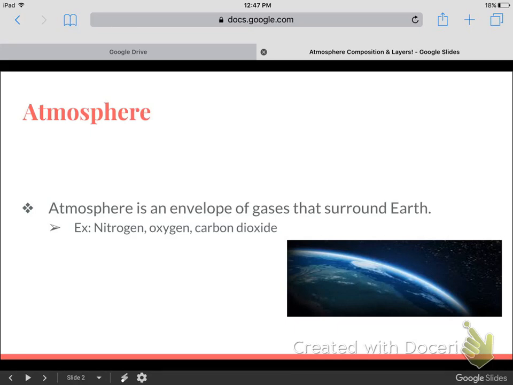So Earth is the planet we live on. There are several gases that are surrounding Earth, and this is considered our atmosphere. Now, some of the gases that are part of our atmosphere are nitrogen, oxygen, and carbon dioxide.